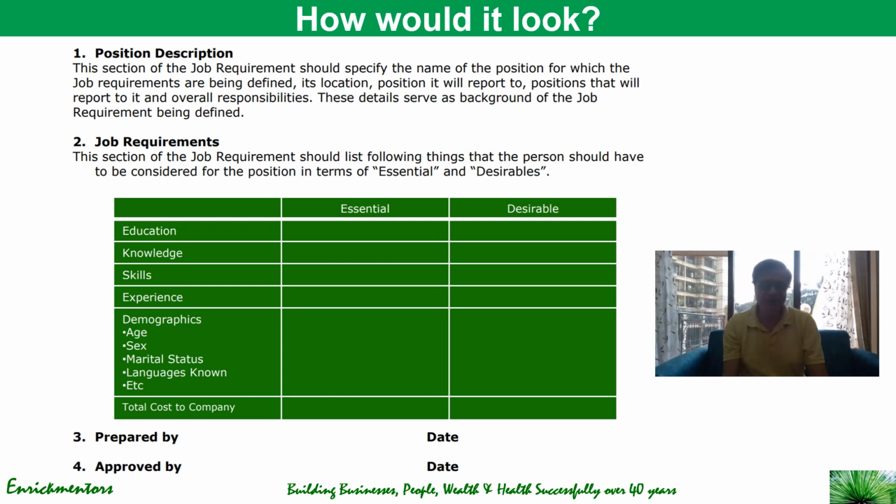Then in addition to this position description, you also write what is called job requirements, and this section specifies the following things as you see here, as essential and desirable. It says what are the education requirements, what is the knowledge the person that we want to recruit for this position should have, what should be the skills the person should have, what kind of experience should the person have to do well in this position, what are the demographics in terms of age, sex, marital status, languages known, etc., and what kind of total cost to the company would help you get this kind of person that can fulfill this job requirement.